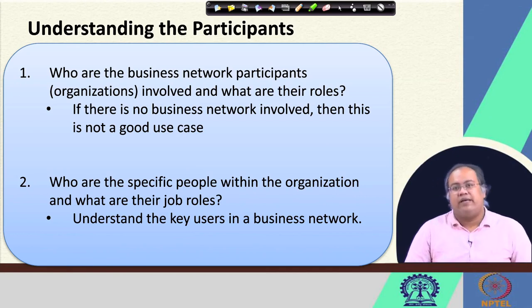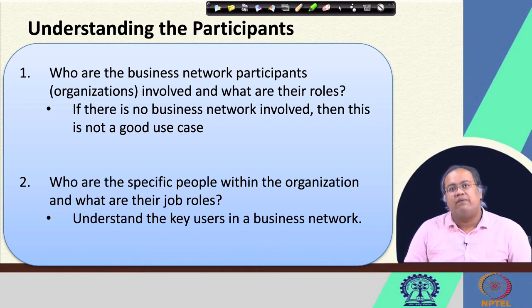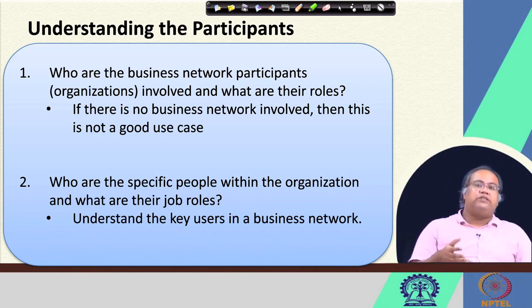The second requirement is that after you have understood the business problem, you need to understand the participants of that business. Who are the business network participants or organizations, and what are their roles? If there is no business network involved, then it is not a good use case for blockchain, as I have mentioned earlier. So you cannot simply run blockchain for the IoT devices which are deployed in your room.